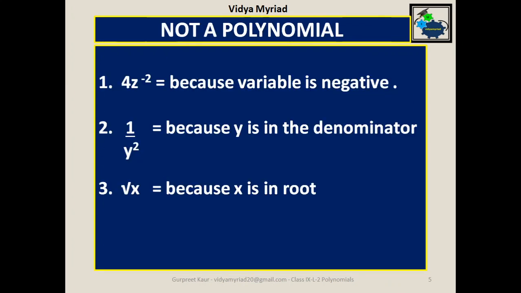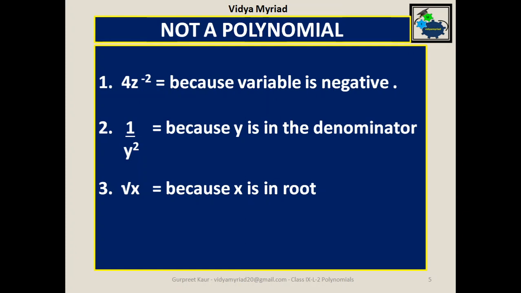Next, there are certain things which you need to understand which will make it not a polynomial. When the power of a variable is negative, then that expression is not a polynomial. 1 upon y square: when your variable is in the denominator, then also it is not a polynomial. Why? Change it to the numerator. Taking y square in the numerator, the power will become negative. You know that rule, so y raised to power minus 2 it will become.